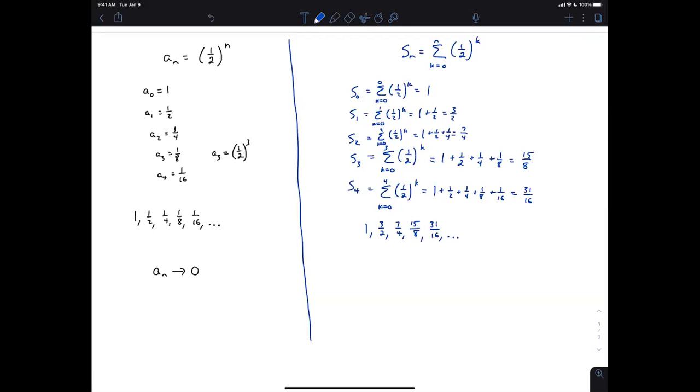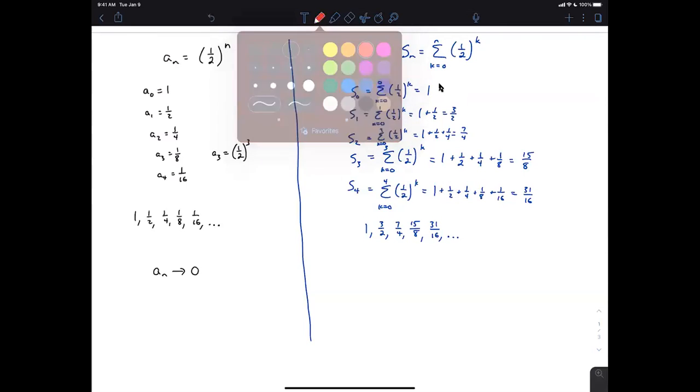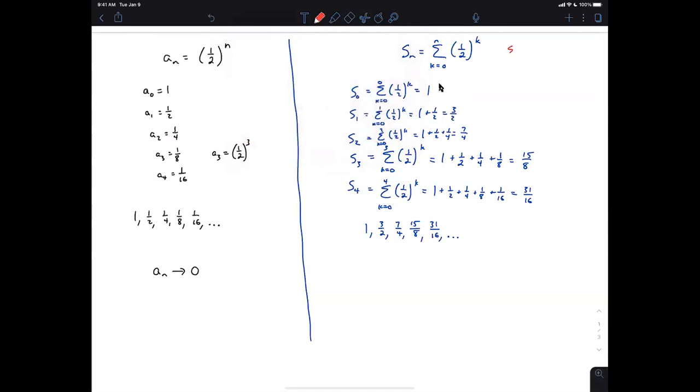Any questions on how we're computing these things? Okay. And so this thing on the right, it is still a sequence. So this is a sequence.